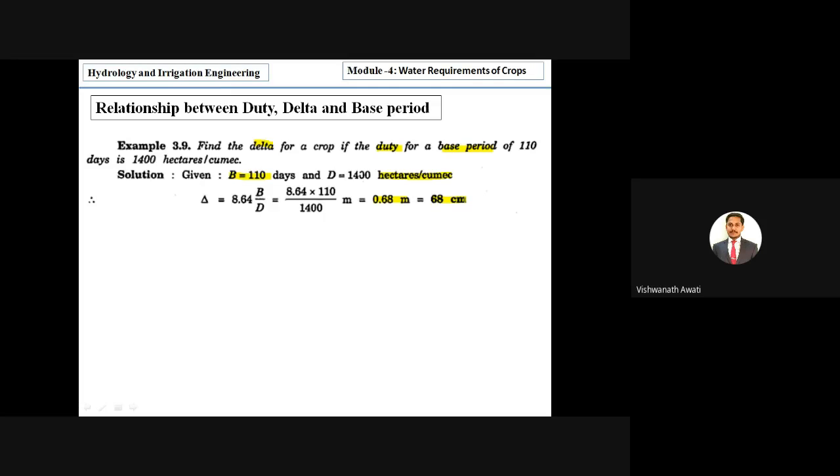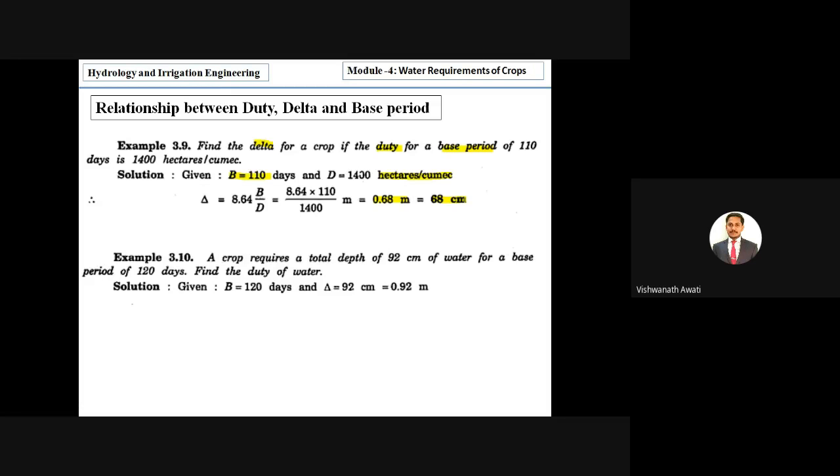It means for the complete growth of that crop it requires 68 centimeters of water. Next problem: a crop requires a total depth of 92 centimeters of water. Here they have given a total depth of 92 centimeters, which means it is the delta of water for the base period of 120 days. Find the duty of the water.